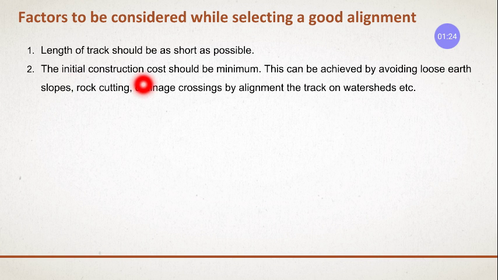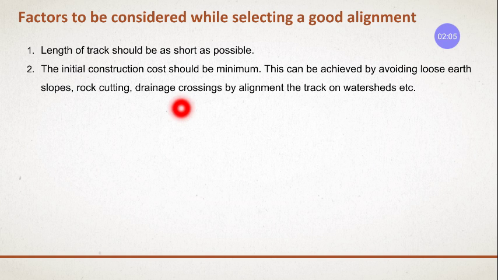The initial construction cost should be minimum. This can be achieved by avoiding loose earth, slopes, rock cuttings, cross drainage, by aligning the track on the watersheds. When the track is to be placed, you should see that it avoids cutting of the earth, deep cuttings, rock cuttings, or sloping earths. If you are going to go through sloping earths, then you have to support those slopes with retaining walls all along the length. That will become costly.